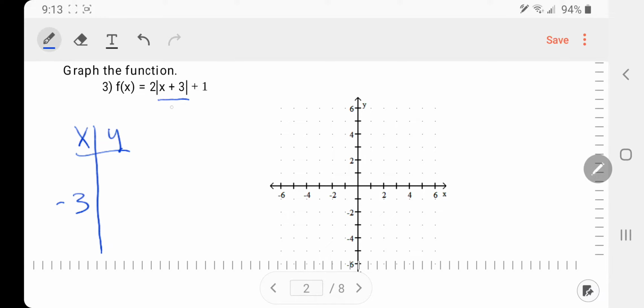And then let's go ahead and work that out. Negative 3 plus 3 is 0. 2 times 0 is 0. 0 plus 1 is 1.